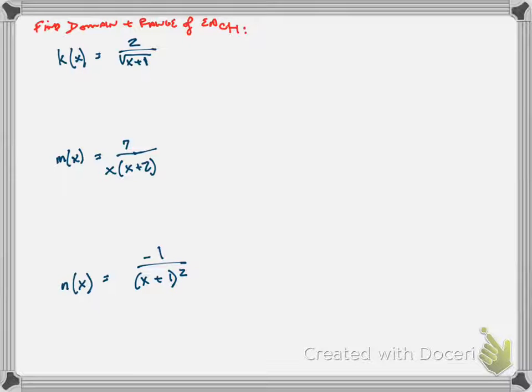Okay, let's jump back into domain and range now. I've got three functions. The prompt is find the domain and range of each, and I'm going to move rather quickly because I don't want this video to get too long. So I want to find the domain of k of x. K of x is 2 over the square root of x plus 1.